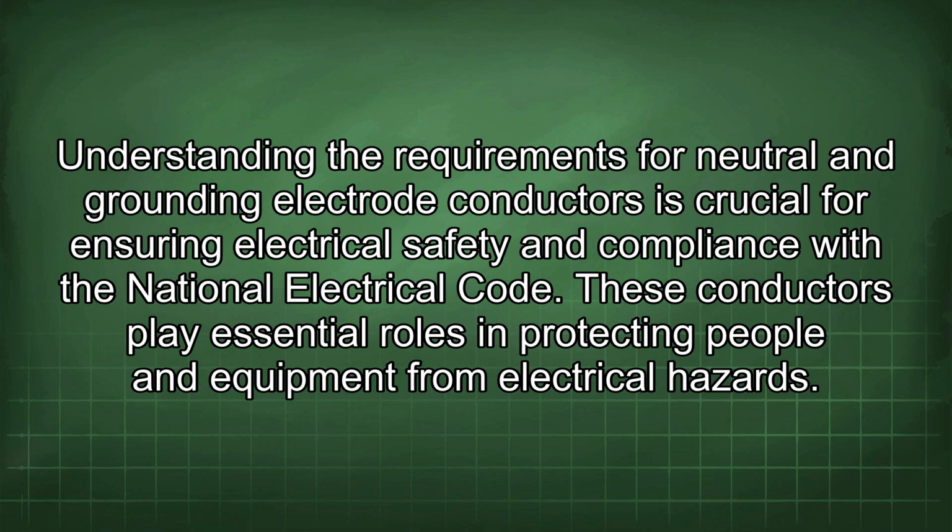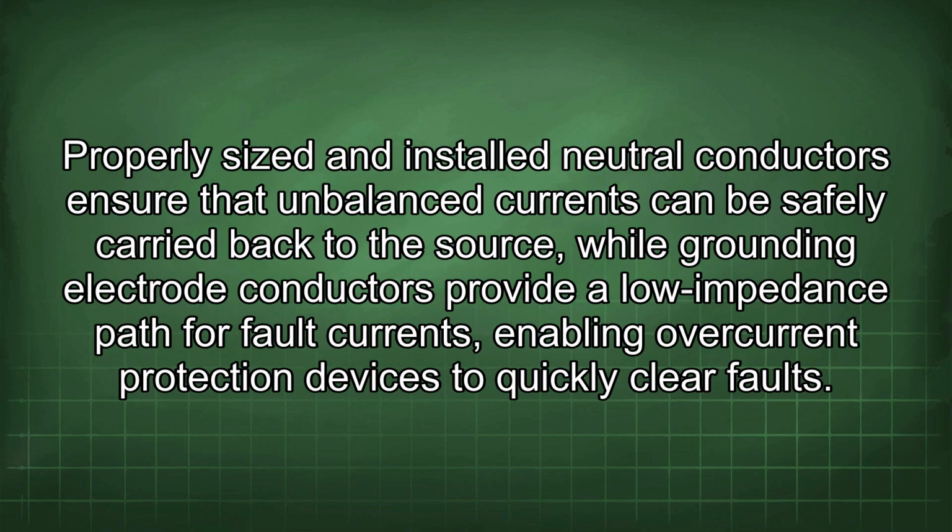Understanding the requirements for neutral and grounding electrode conductors is crucial for ensuring electrical safety in compliance with the National Electrical Code. These conductors play essential roles in protecting people and equipment from electrical hazards. Properly sized and installed neutral conductors ensure that unbalanced currents can be safely carried back to the source, while grounding electrode conductors provide a low impedance path for fault currents, enabling overcurrent protection devices to quickly clear faults.